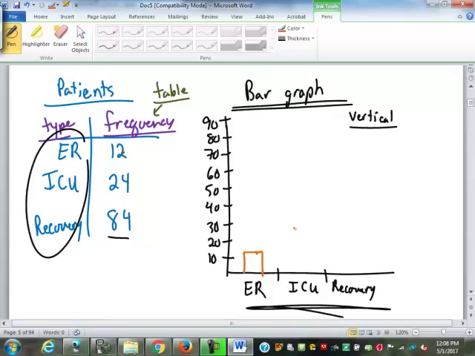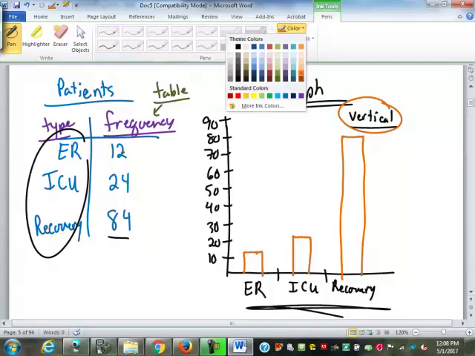There's ER. ICU, there's 24 people. That'd be about here. And recovery, 84 is going to be somewhere in here. Like that. Now this is called a vertical bar graph because the bars go vertically.